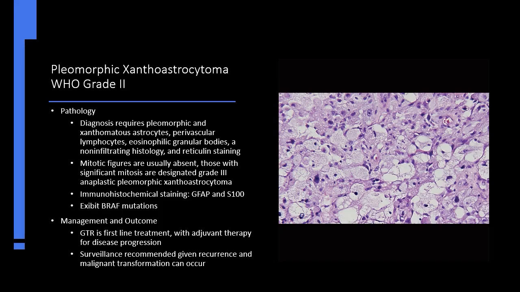Immunohistochemical staining reveals the spindle cells and most of the round pleomorphic cells are positive for GFAP and S100. The presence of GFAP in the spindle cells differentiates these tumors from other lesions such as fibrous histiocytomas, fibrous xanthomas, meningiomas, and other primarily sarcomatous tumors. Genetic studies have also identified BRAF mutations in these tumors.